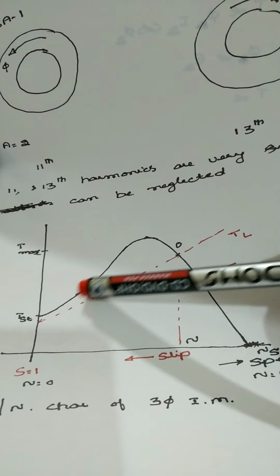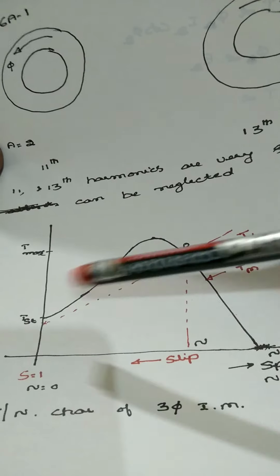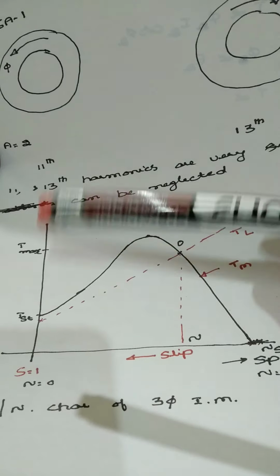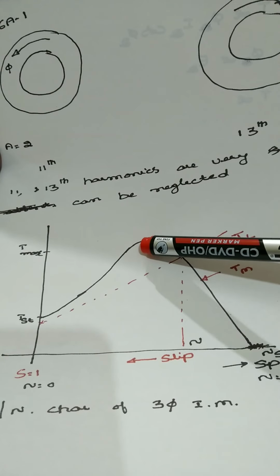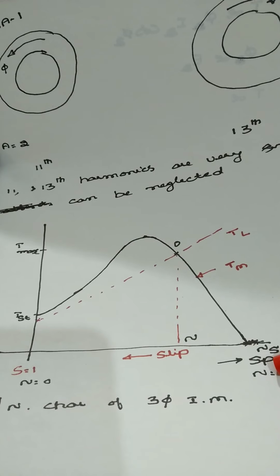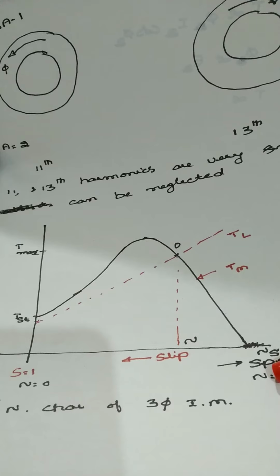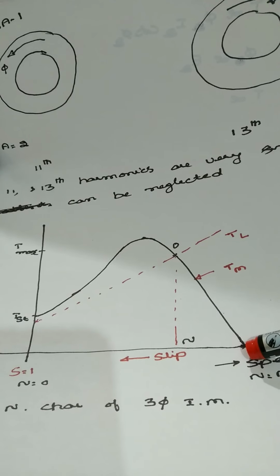You have already studied this torque-slip characteristic of a three-phase induction motor. Here this is the starting torque, and this is the maximum torque. Here torque is 0 because when the rotor reaches synchronous speed, there is no relative motion.